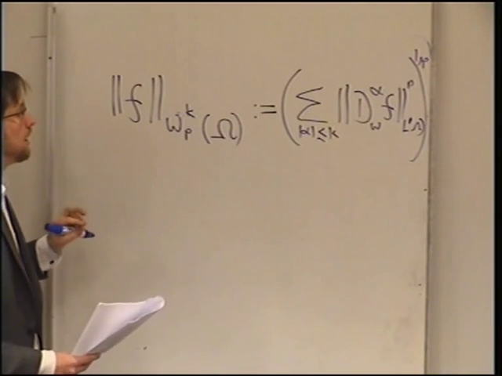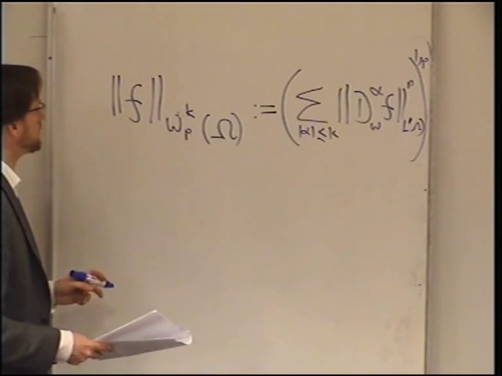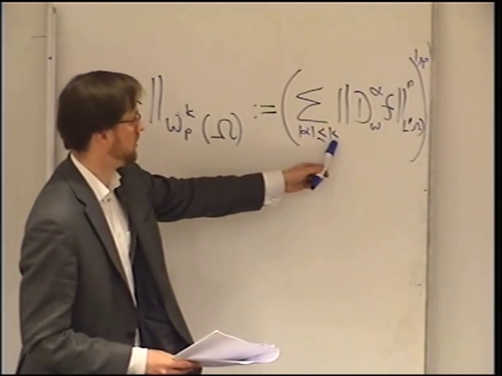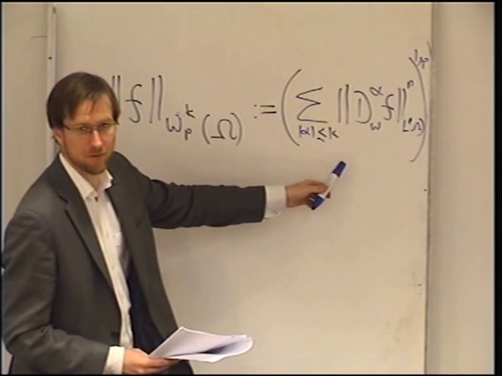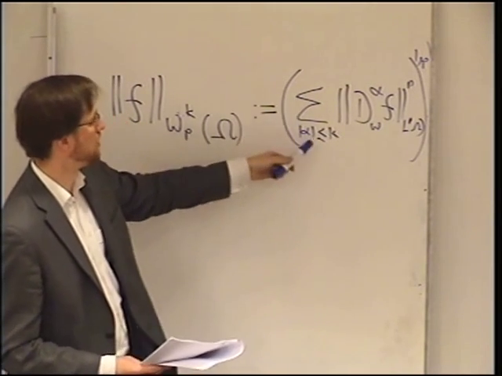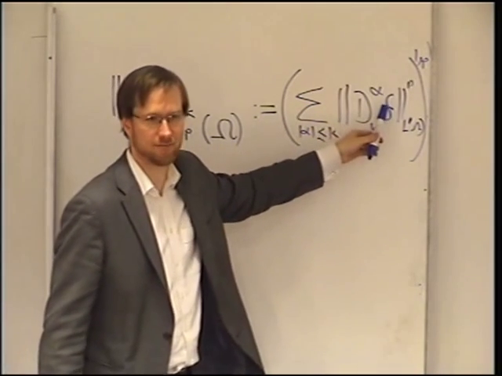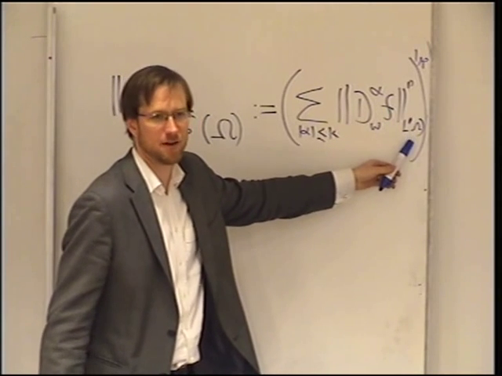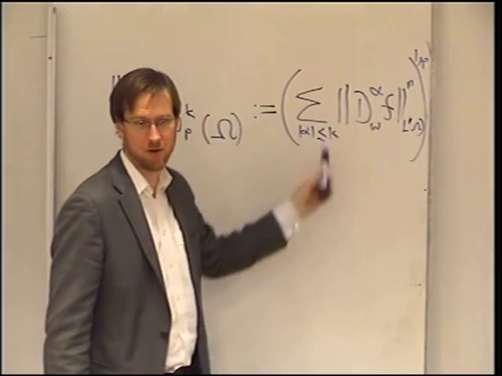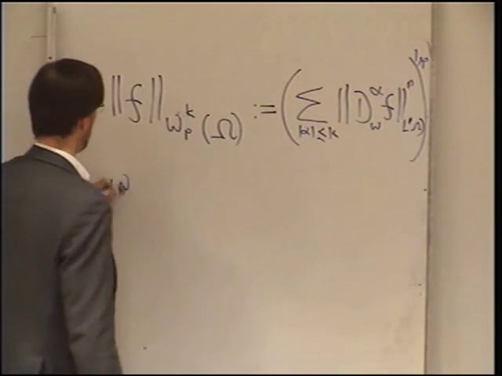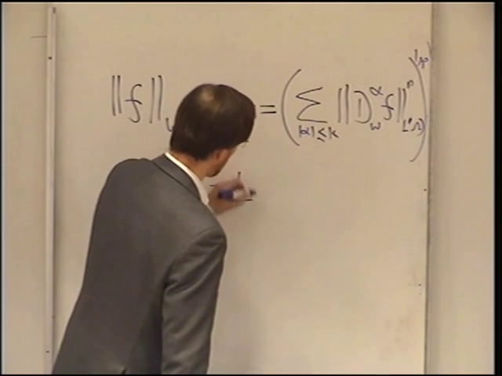So in particular, if I set k equals 0, then I get back the L^p norm. Because if I set k equals 0, there's one thing in this sum. It's the 0th derivative of f, so I just get f in here. I take the L^p norm of f, and I raise it to the pth power, and then I raise it to the 1 over pth power, and I get back where I started from. So problem's over. W^{0,p} of omega equals L^p of omega.